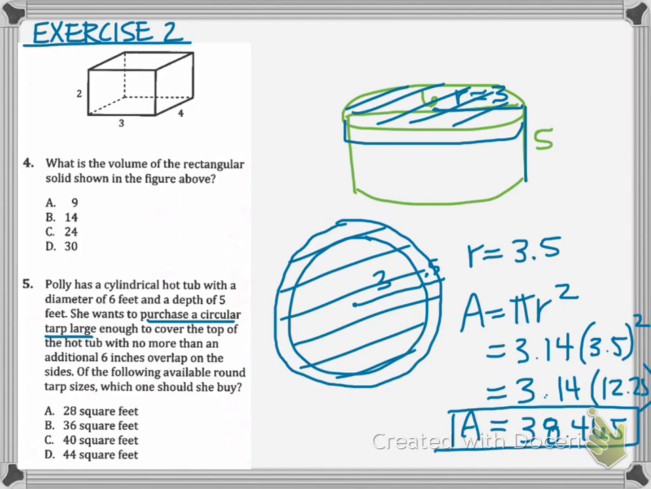It says, of the following available round tarp sizes, which one should she buy? She doesn't want it to overlap more than 6 inches. This is exactly 6 inches. So we don't want to choose anything bigger because that would overlap too much. 44 is way too big. 28 is way too small. So 36 is the one just below 38. So the answer to 5 is B.